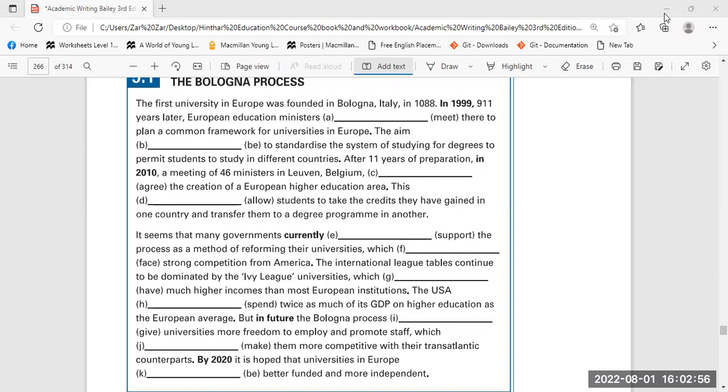The international league tables continue to be dominated by the Ivy League universities, which blank much higher than the European institutions. So the tables continue, so it should be "have." Yes. And H, "have" ought to be "had." The US is France.